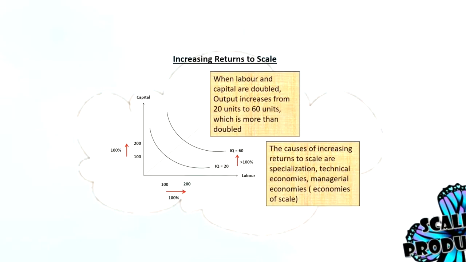Now we proceed to increasing returns to scale. It happens when all the factors of production are increased in a given proportion, and output would increase by a greater proportion. As we can see on the graph, this is the graph when labor and capital are doubled, from 100 to 200. Both are increased by 100%. So the output increases from 20 units to 60 units, which is more than double. The causes of increasing returns to scale are specialization, technical economies, and managerial economies, which are also known as economies of scale.